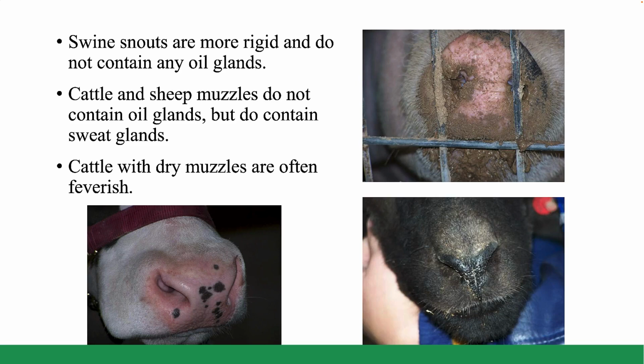In swine, the muzzle is very rigid. That's why they normally use it like a horn. It is very rigid and does not contain any oil glands. But for cattle and sheep, the muzzle does not contain oil glands, but it has sweat glands. These sweat glands are very important because in cattle, if the muzzle is dry, it's an indication of fever.